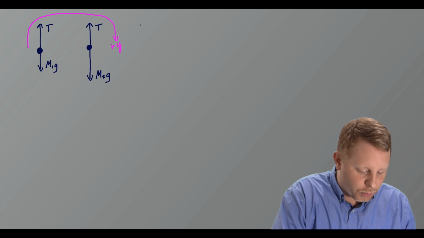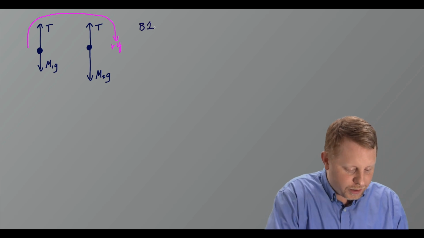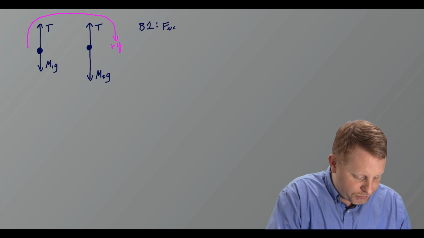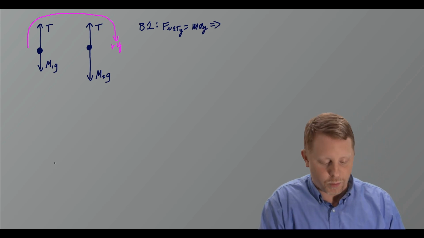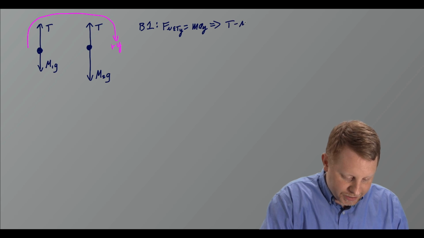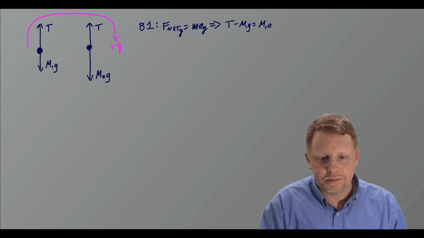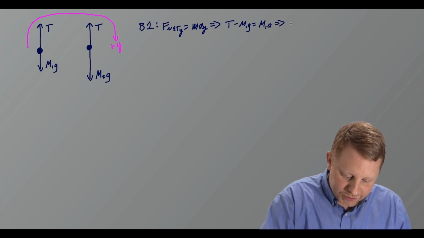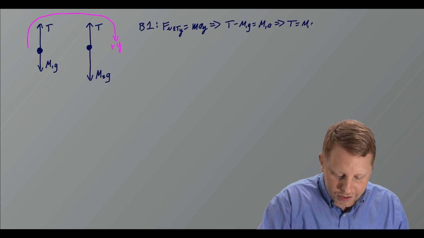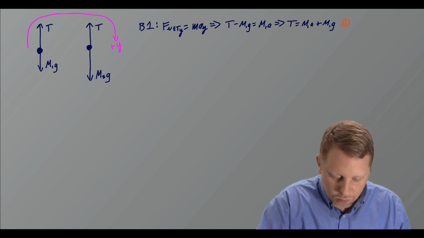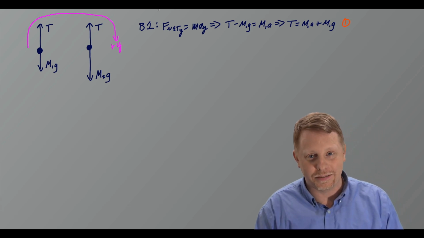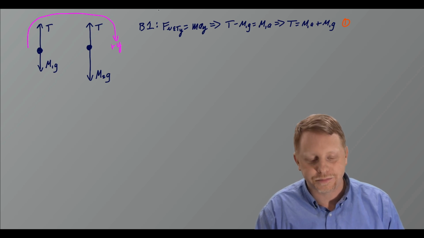Let's start by looking at block 1. Now I'm going to write a Newton's second law equation. Net force in the y direction equals M A_y. Because we defined up as our positive y direction, this will be T minus M1G must equal M1A. Or I could solve for tension. T therefore equals M1A plus M1G. And I'll call that equation 1, because I think we're going to need that in a minute if I've done a couple of these types of problems before.